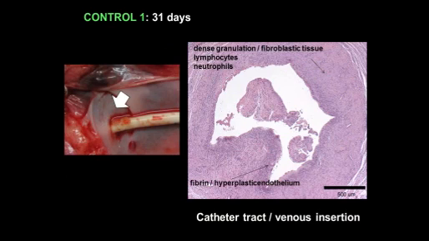Looking closer then directly at the catheter insertion site, in this section you see the catheter tract right at the venous insertion. Surrounding it, we see dense granulation tissue and fibroblastic tissue with lymphocytes and neutrophils. And again, this is the normal response to tissue injury. And of course, with the irritation, we see fibrin and hyperplastic endothelium.